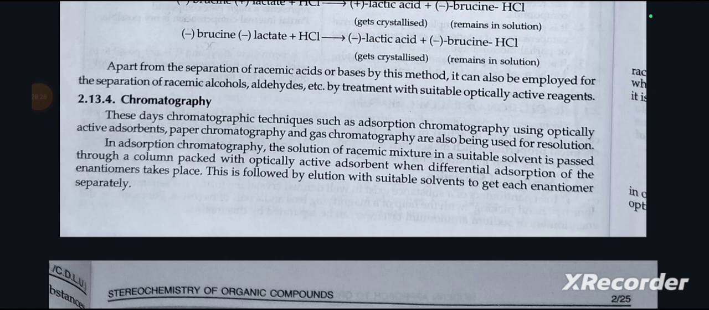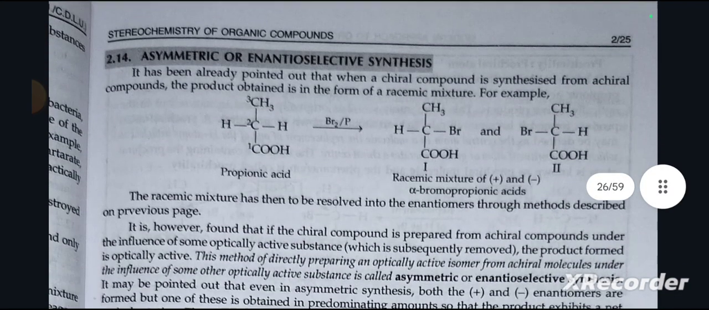2.13.4 Chromatography. These days, chromatographic techniques such as adsorption chromatography using optically active adsorbents, paper chromatography, and gas chromatography are also being used for resolution. In adsorption chromatography, the solution of the racemic mixture in a suitable solvent is passed through a column packed with optically active adsorbent. When differential adsorption of the enantiomers takes place, this is followed by elution with suitable solvents to get each enantiomer separately.